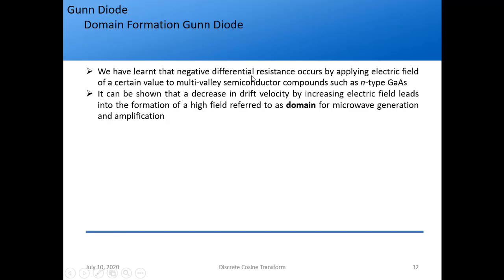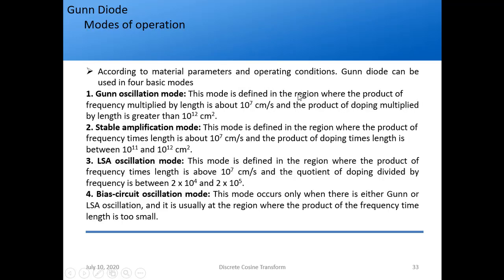Then what is domain formation? When we are in the negative resistance region, a very high electric field is generated, and that is called a domain. Based on this, and the material properties and operating conditions, we have four modes: Gunn oscillation mode, stable amplification mode, LSA oscillation mode, and bias circuit oscillation mode. These are classified on the basis of material parameters, the frequency multiplied by length, and doping multiplied by length, right?